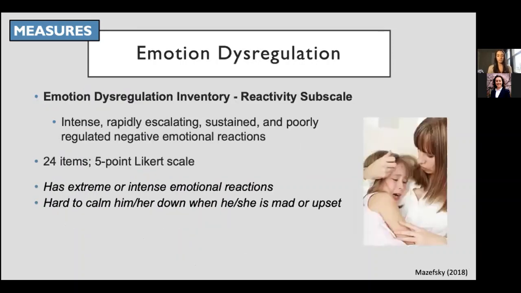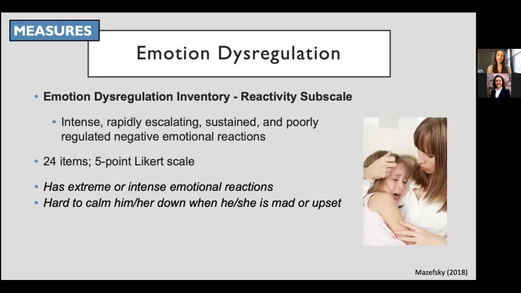We used the Emotion Dysregulation Inventory, the reactivity subscale, which measures intense, rapidly escalating, sustained, and poorly regulated negative emotional reactions. This is a recently developed measure by Dr. Carla Mazefsky, specifically to examine observable signs of poor emotion regulation in autistic children. It has been standardized on a large sample of children with ASD.